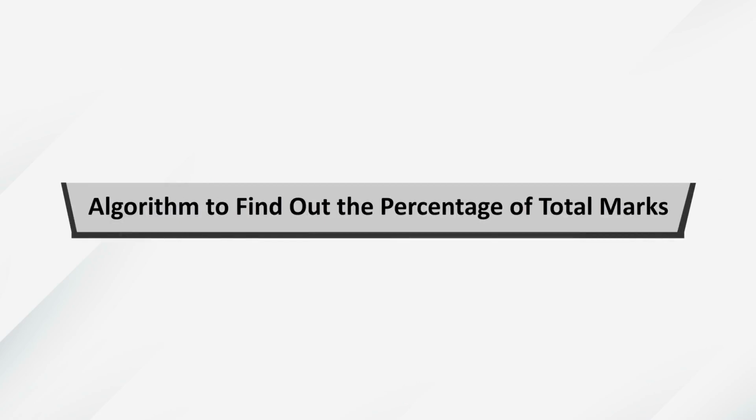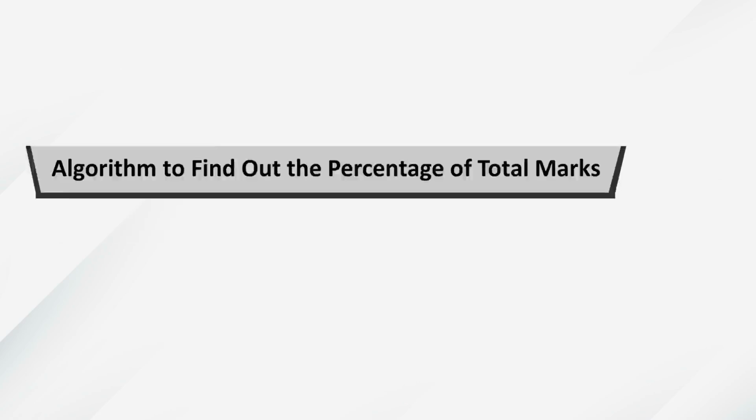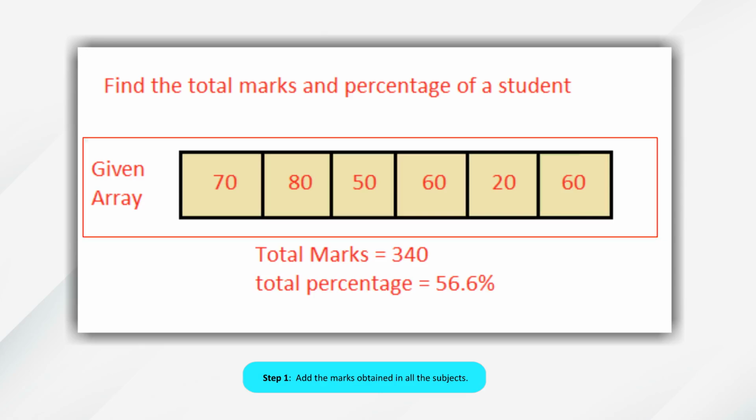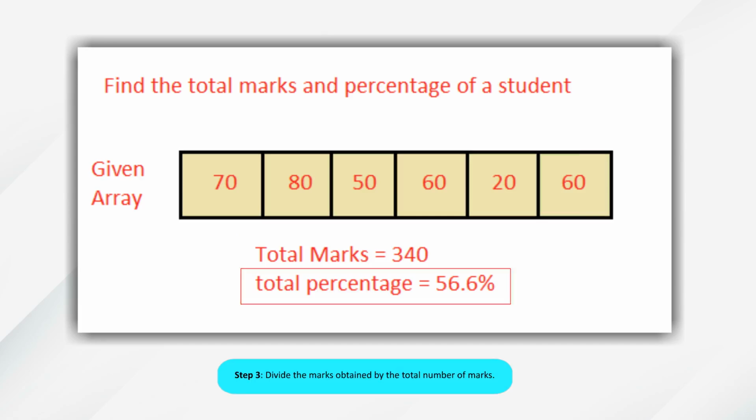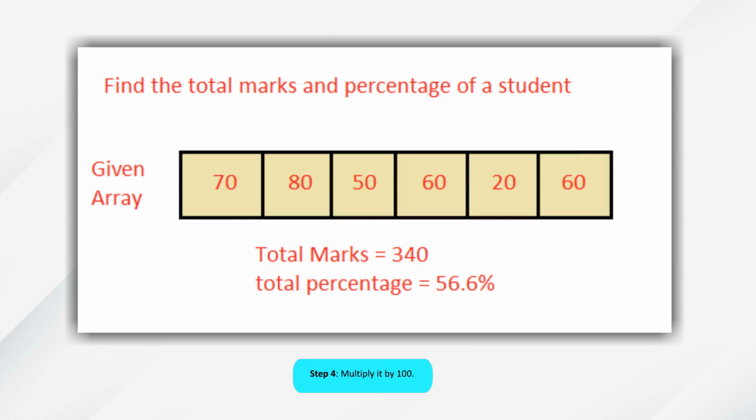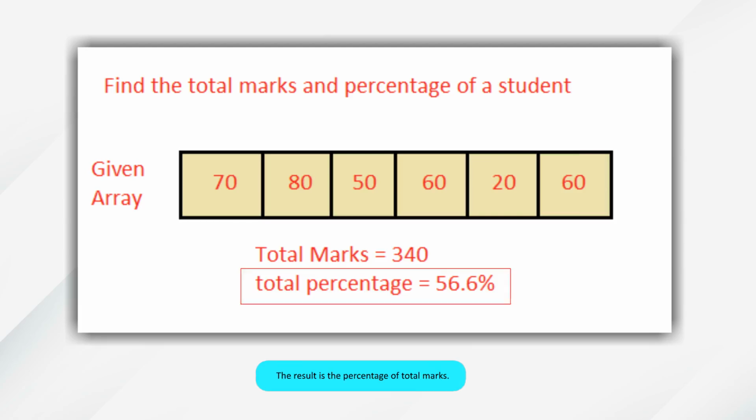Algorithm to find out the percentage of total marks. Follow the given steps. Step 1. Add the marks obtained in all the subjects. Step 2. Write the total marks for which the exam was held. Step 3. Divide the marks obtained by the total number of marks. Step 4. Multiply it by 100. The result is the percentage of total marks.